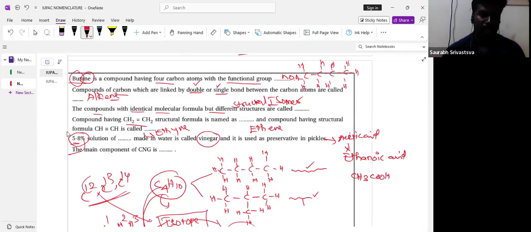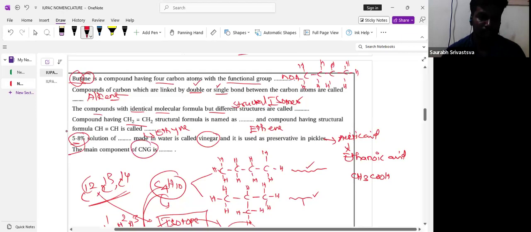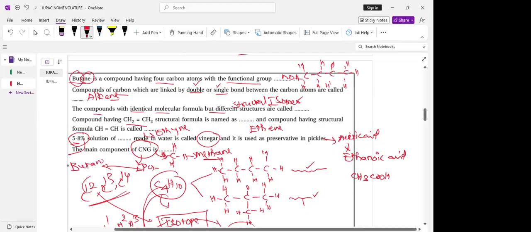Okay. And the main constituent of CNG. CNG means the methane gas. 1, 2, 3. Here hydrogen, here hydrogen, here hydrogen, here hydrogen. This name is called methane. If it is LPG, if they ask, then you have to write 4 carbon. What is the name? Butane. If it is LPG, butane. If it is CNG, methane.